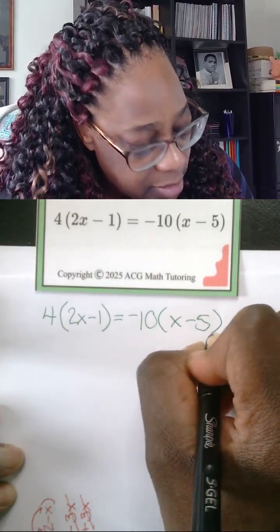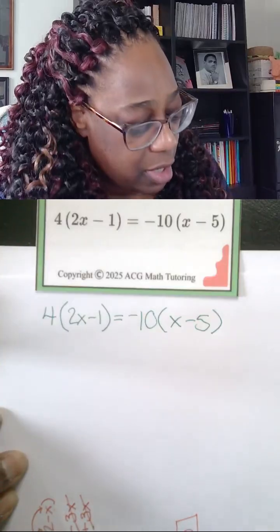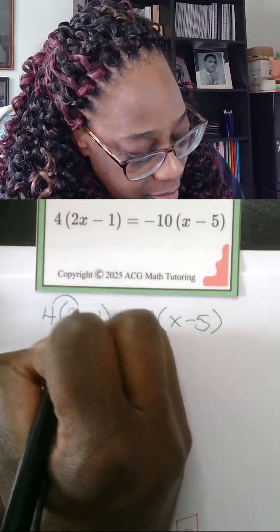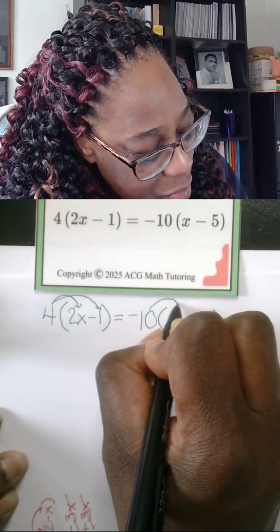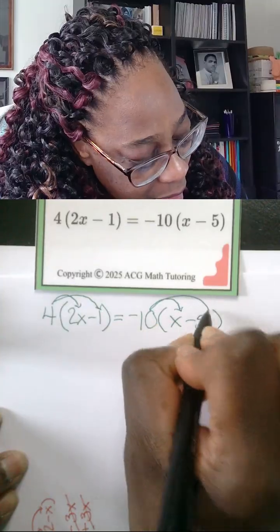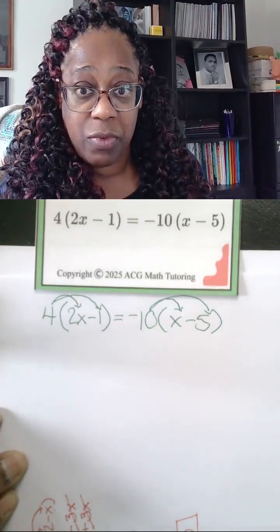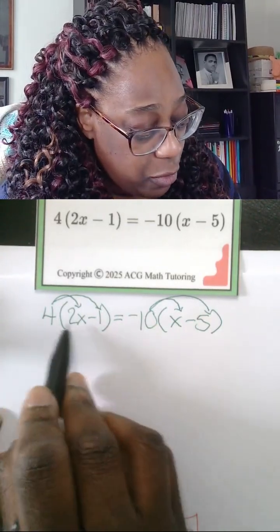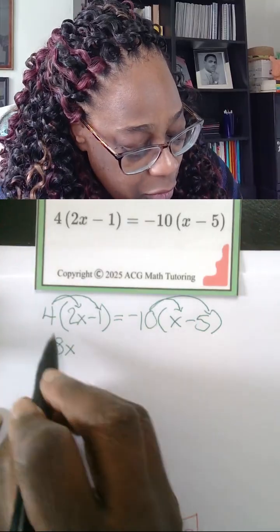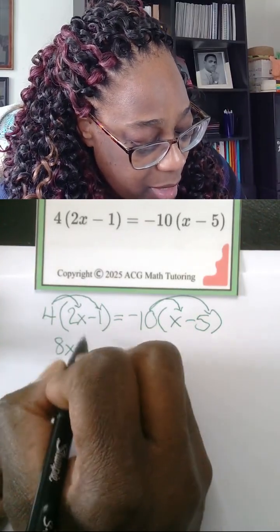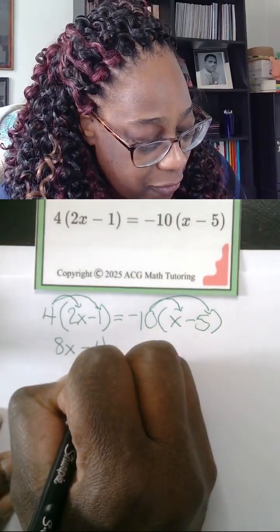Okay, so this is the situation, just in case you want to see it larger. Now, first things first, we're distributing our numbers to each of its parentheses. So we have 4 times 2x, so that gives us 8x. 4 times negative 1, that gives us a negative 4.